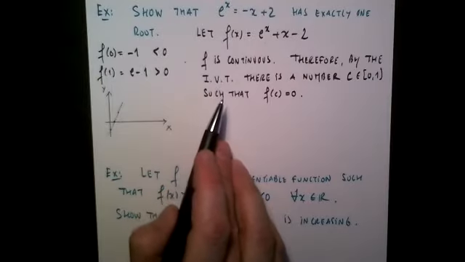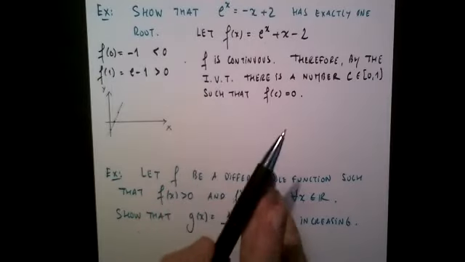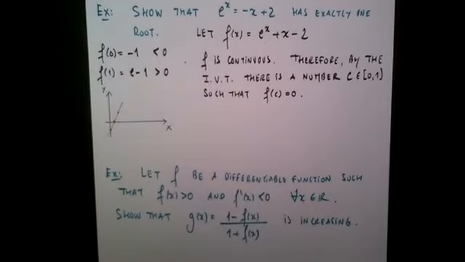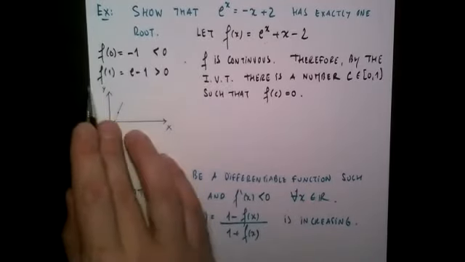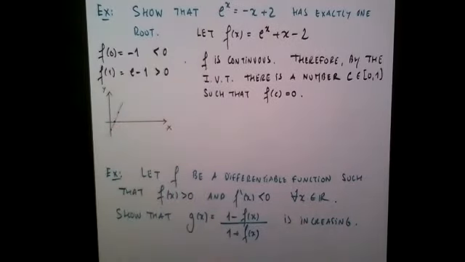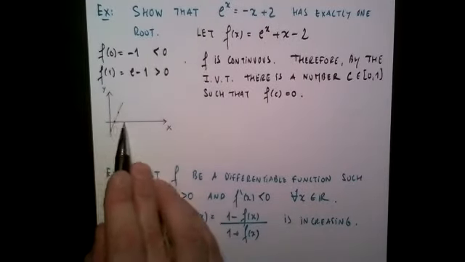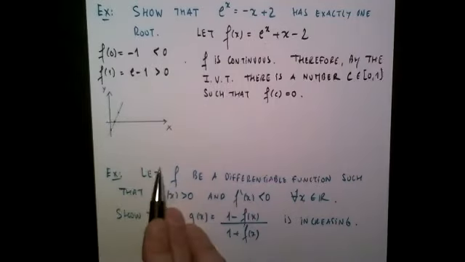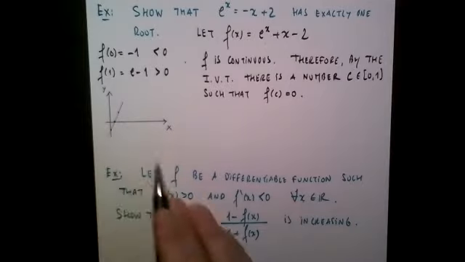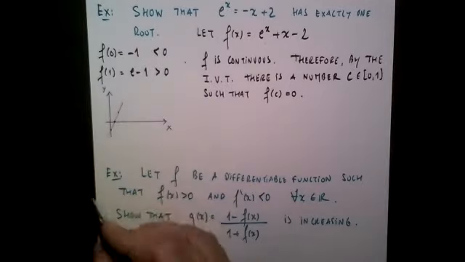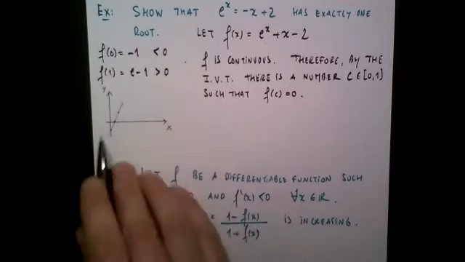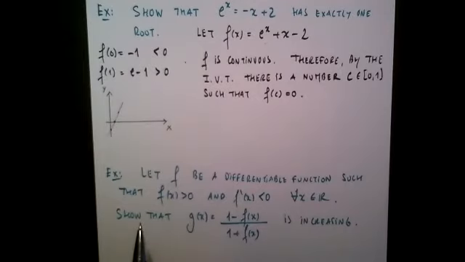Now, how will we show that it has exactly one root? Well, it's just enough to show that either the function is always increasing or the function is always decreasing. Because if it has two roots, well, it needs to come back down. Okay, and so it needs to be increasing and decreasing, or decreasing and increasing. If it's always increasing or always decreasing, for sure there's only one root. Is that okay? Okay.